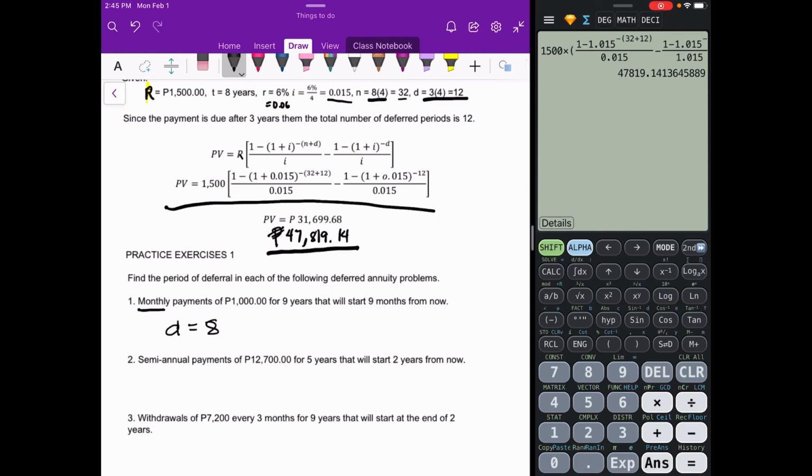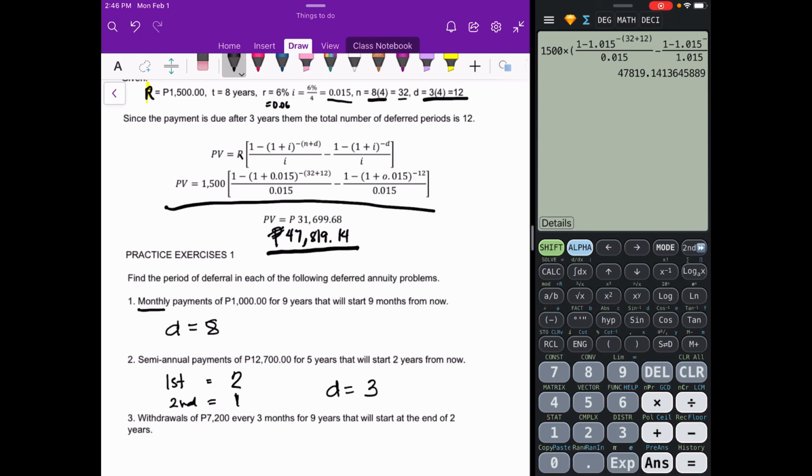Next one, semi-annual payments of 12,700 pesos for 5 years that will start 2 years from now. If that is a semi-annual payment, it means for every year there are 2 payments. So on the first year, you have 2 payments. On the second year, we will only include the one semi-annual payment because after 2 years, at the 4th payment, it's already 2 years. It will already start. So we could say that the D is equal to 3.